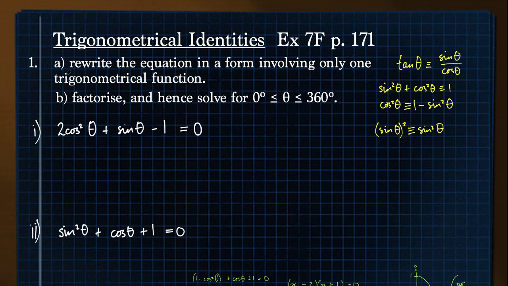So looking at this first question, I've got to rewrite it in a form involving only one trigonometrical function. This has got two, it's got cos and it's got sine at the moment. Because I've got cos squared theta here, I'm going to replace that with the easiest thing from my identities. Cos squared theta is the same as 1 minus sine squared theta. So I'm going to replace that bit and rewrite it as 2 lots of 1 minus sine squared theta plus sine theta minus 1 equals 0.